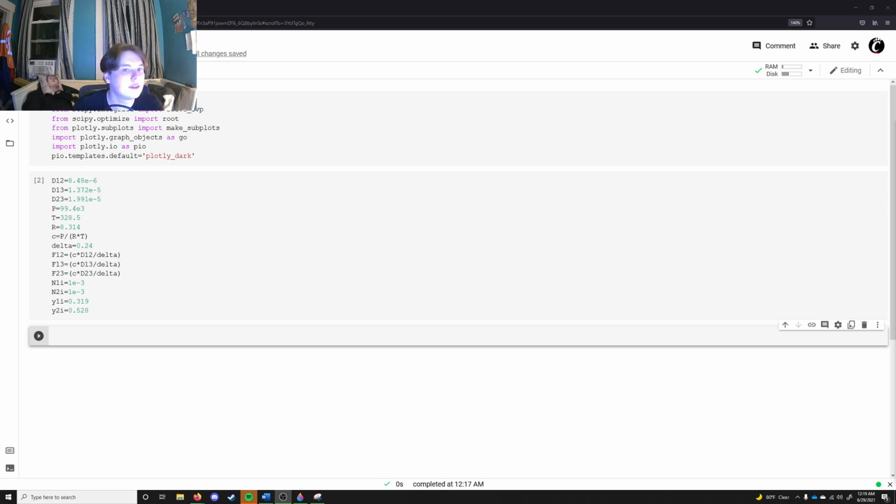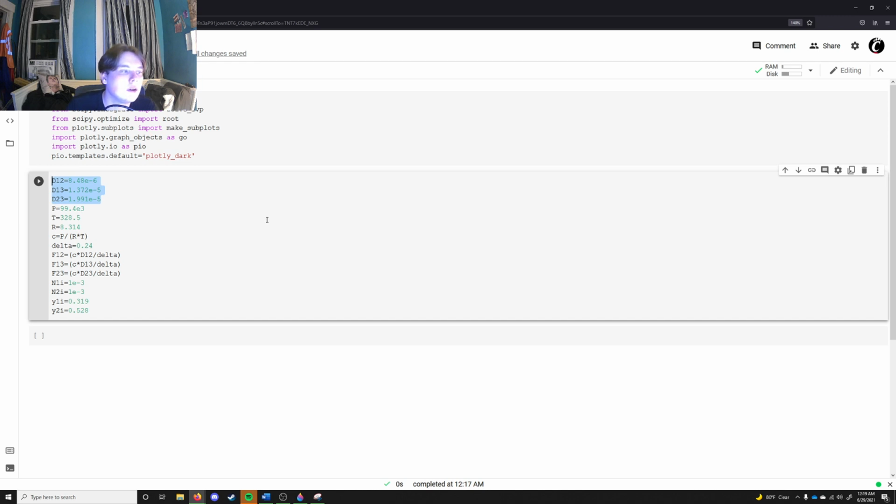Alright, so now we have constants and things that we found by scaling. So we have D12, D13, and D23, and they are all in meters squared per second. We have our pressure in pascals, our temperature in Kelvin, our ideal gas constant in joules per mole times Kelvin, and then we can use all of that to find the concentration. And then this delta is the total length of the tube in meters. And then we can use our scaling to find F12, F13, and F23.